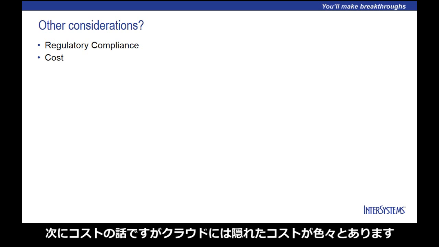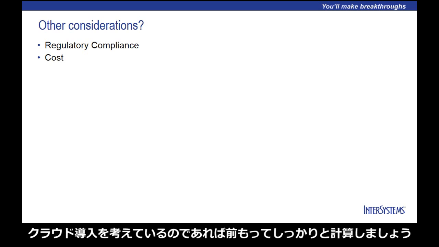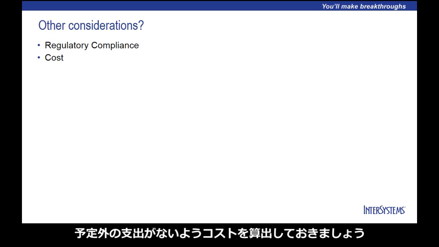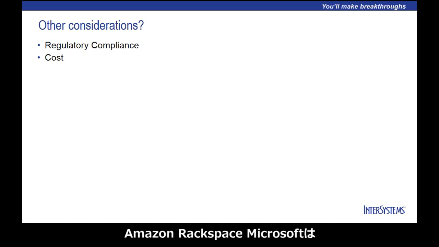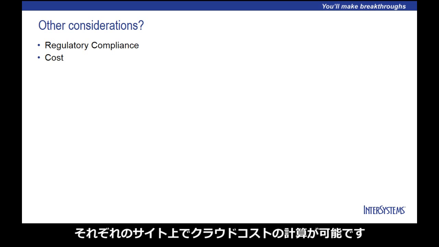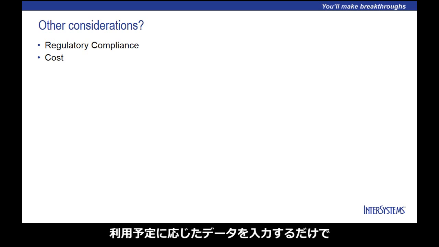Cost. This is a very interesting one. There are a lot of hidden costs in the cloud. And my recommendation to everybody that looks at going to the cloud is to really do a lot of math and figure out ahead of time what the projected costs are going to be so that you don't have any surprises. Amazon, Rackspace, Microsoft, all of them have cloud cost calculators on their website. And you can go on there and enter in a whole bunch of data based on what you expect your usage to be, and they will tell you what the estimated monthly cost is going to be.